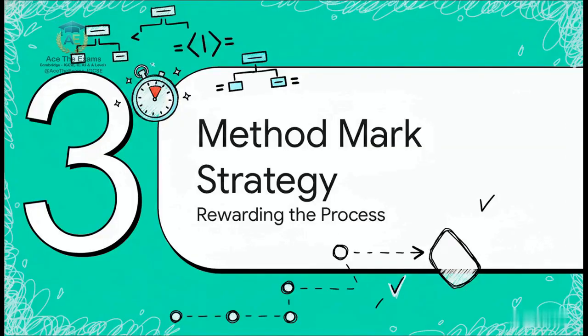Section 3. The method mark strategy, rewarding the process. Now, what is genuinely really interesting about this next concept is how it acts as an incredible safety net. It completely relieves the pressure of needing a flawless, perfect final algorithm on your very first try. Think of this as the backup systems on our space mission. Even if the primary system has a glitch, the mission doesn't immediately fail.